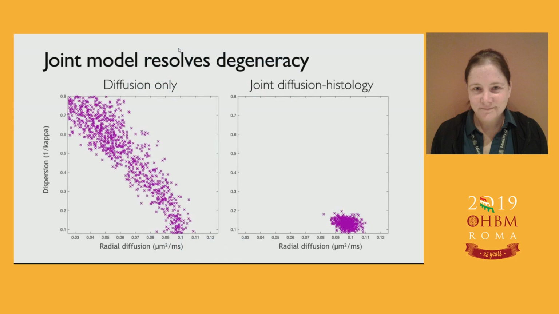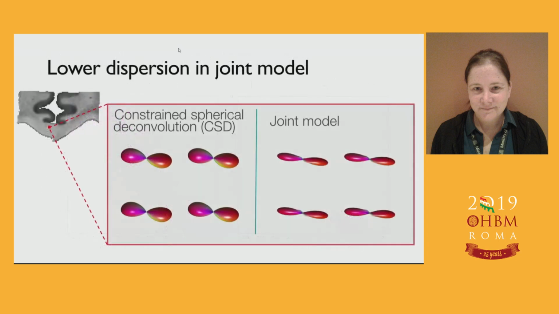On the left, this is if we just use the diffusion data to try and estimate dispersion and radial diffusion. On the right, this is showing the joint model. And you can see, these are MCMC samples, so all of these are relatively good fits to the data, and you can see that the joint model is able to hone in on a much more specific pairing of radial diffusion and dispersion. So you can then start to look into what these different fiber distributions might look like. On the left, the CSD technique is coming up with much broader, more dispersed distributions, whereas the joint model is indicating that actually those estimates of the amount of dispersion may be overestimates.